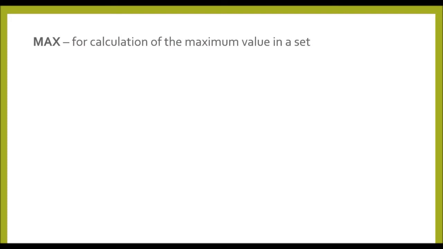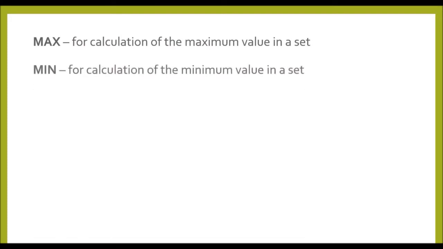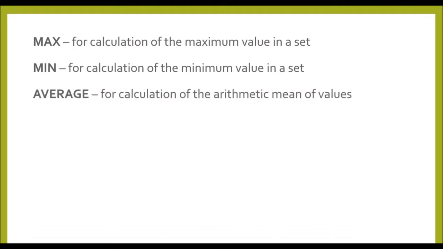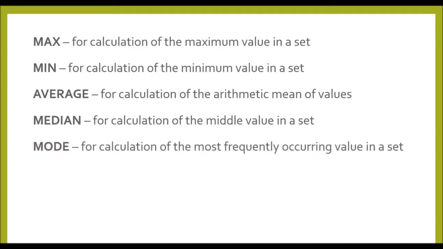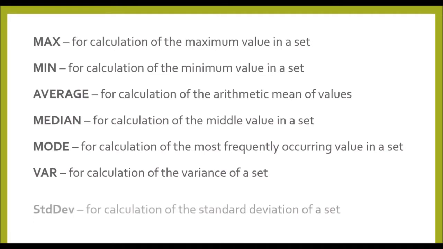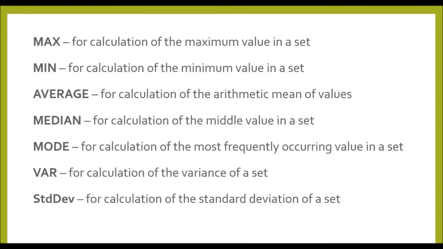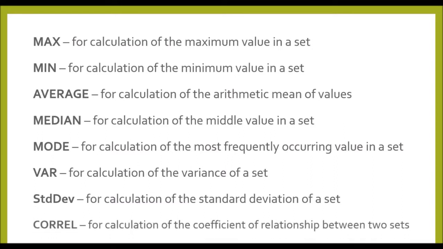Most frequently used statistical functions are max for calculation of the maximum value in a set, min for calculation of the minimum value in a set, average for calculation of the arithmetic mean of values, median for calculation of the middle value in a set, mode for calculation of the most frequently occurring value in a set, var for calculation of the variance of a set, standard deviation for calculation of the standard deviation of a set, and correlation for calculation of the coefficient of relationship between two sets.